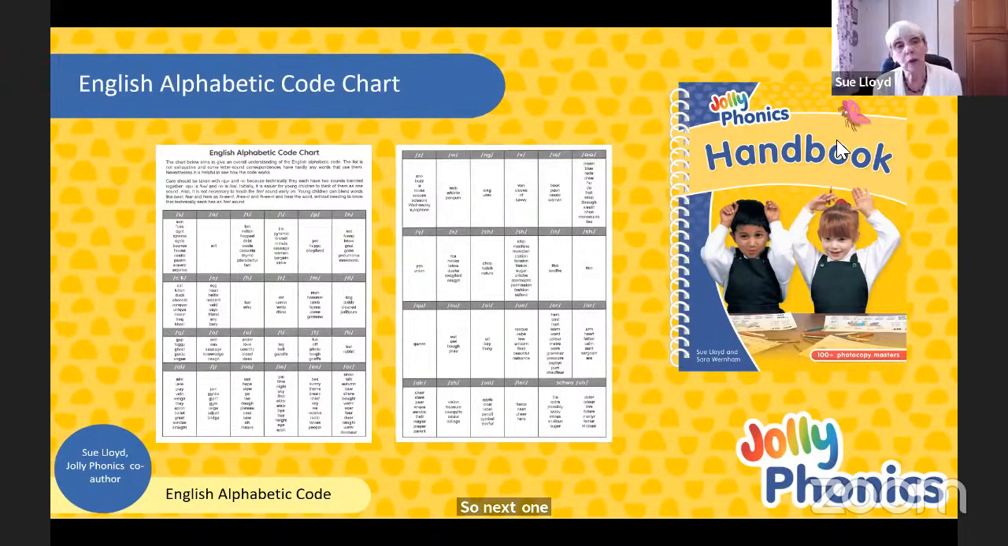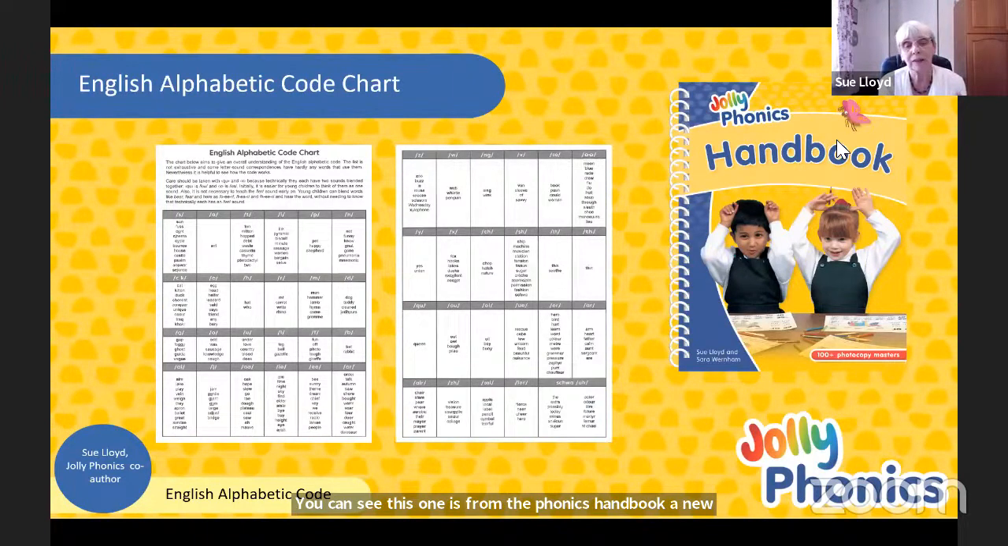If you want to have a good look at the alphabetic chart, you can see this one is from the Phonics Handbook, our new handbook. You can easily keep it at your fingertips, because you can see exactly how the different letter sounds are made. The A is down in the left-hand corner, and you can see there are a lot of words there that have that A sound. And look at all the others as well. So just remember, there's not so much teaching of the ones that are used less often. Okay.